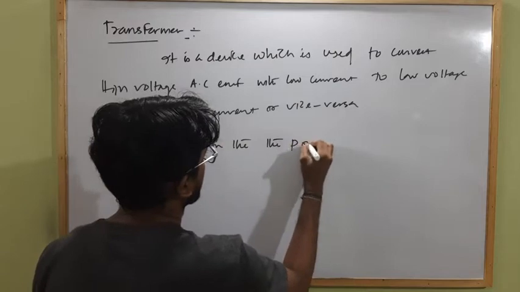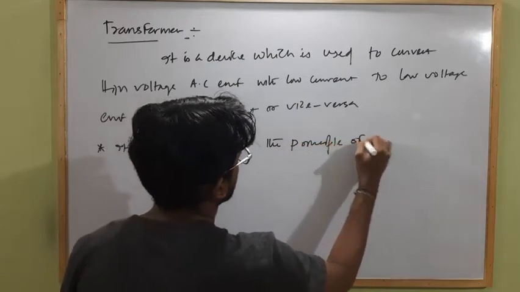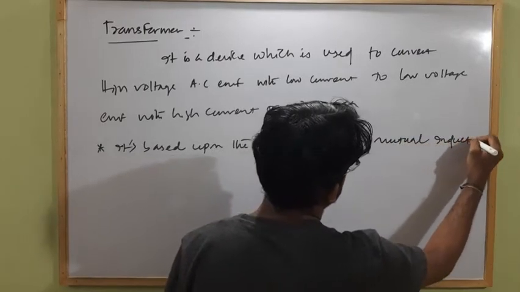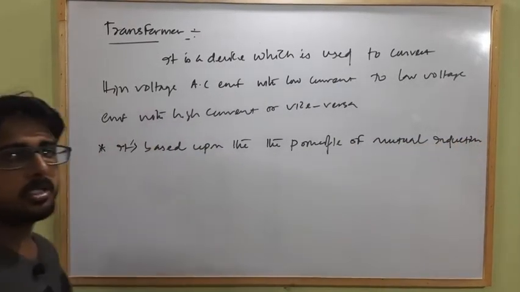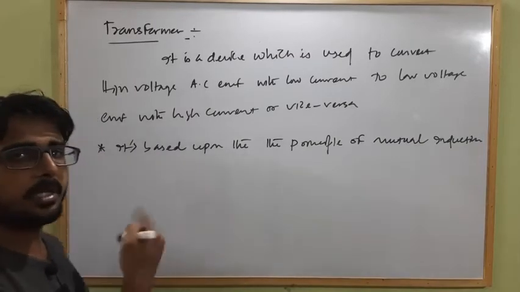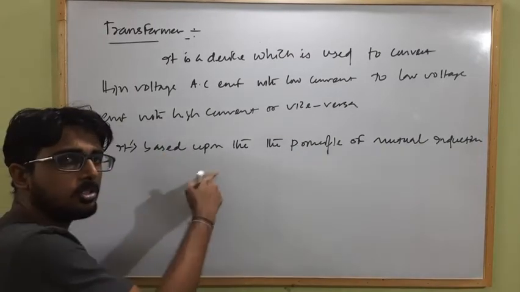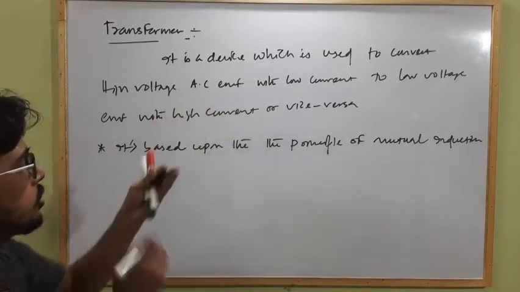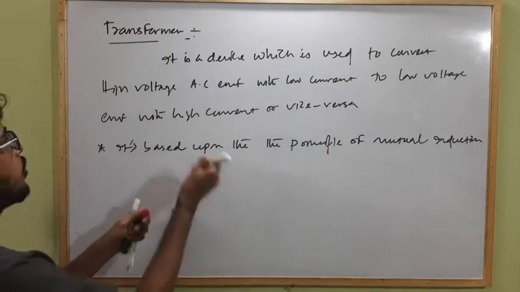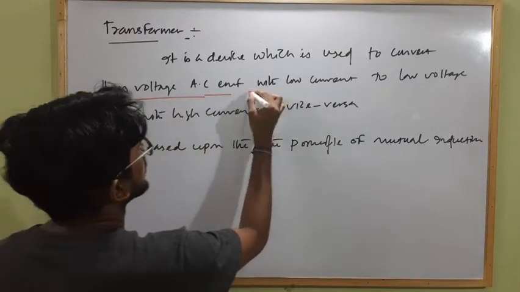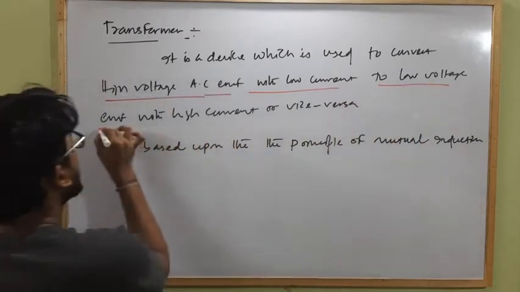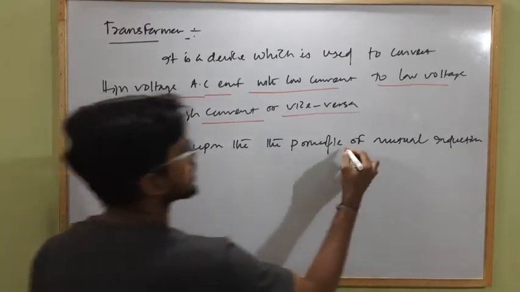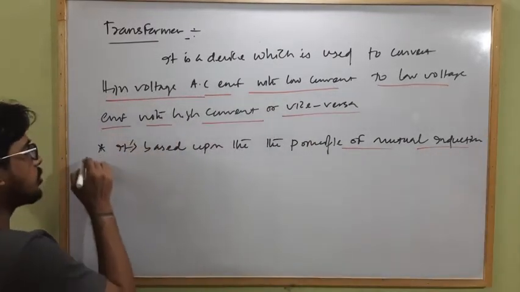the principle of mutual induction. Okay, we already know mutual induction. In mutual induction there are two coils, one is primary and one is secondary, and same for the construction of transformer, which is based upon the principle of mutual induction and which is used to convert high voltage AC alternating EMF with low current to low voltage EMF with high current or vice versa. What is its construction?